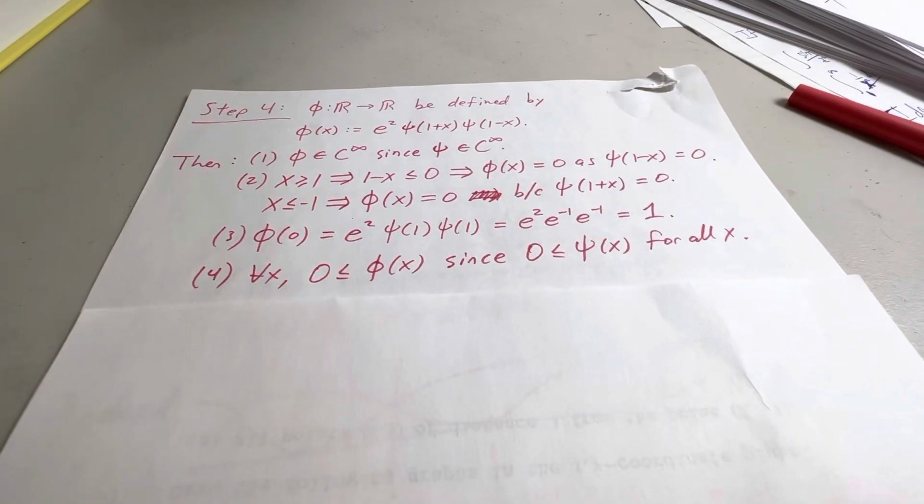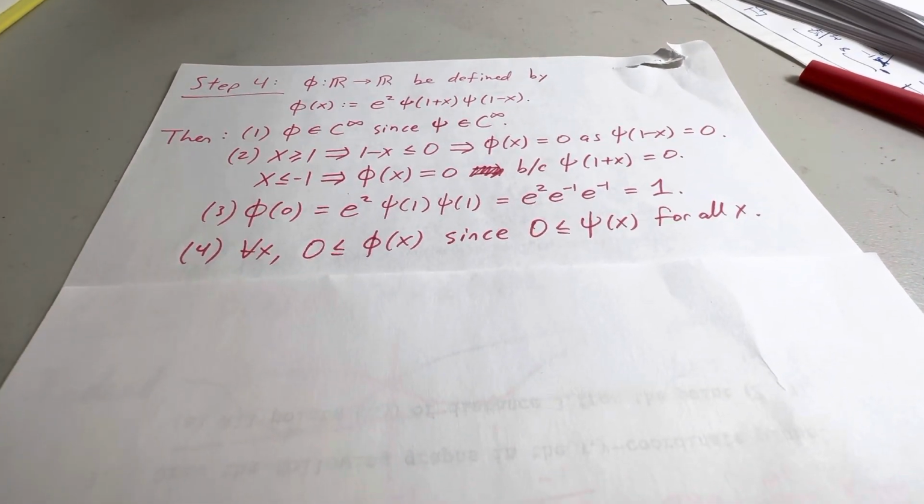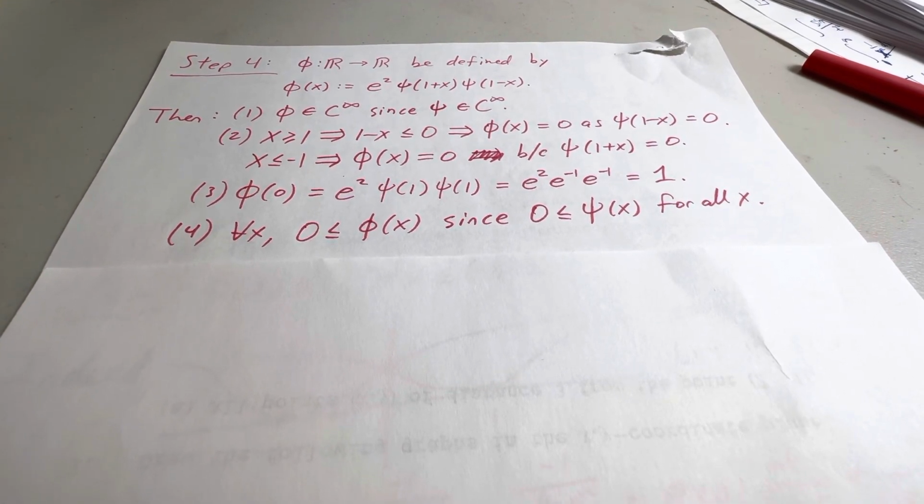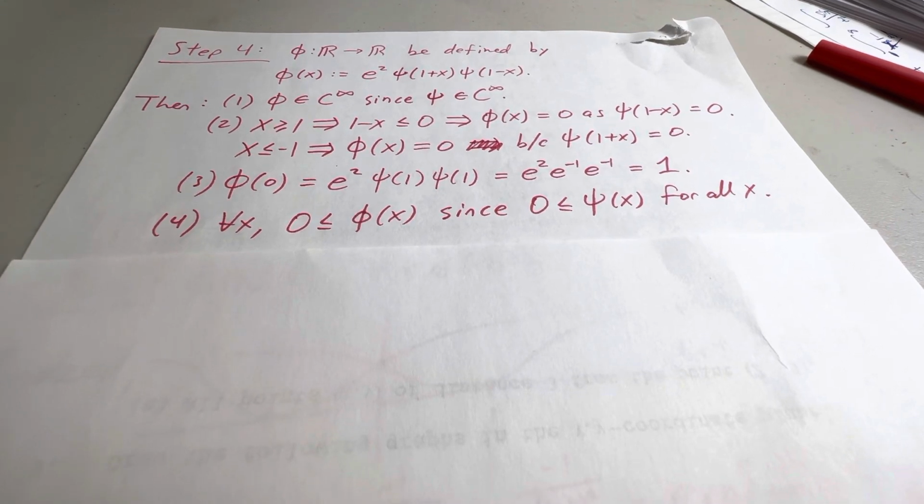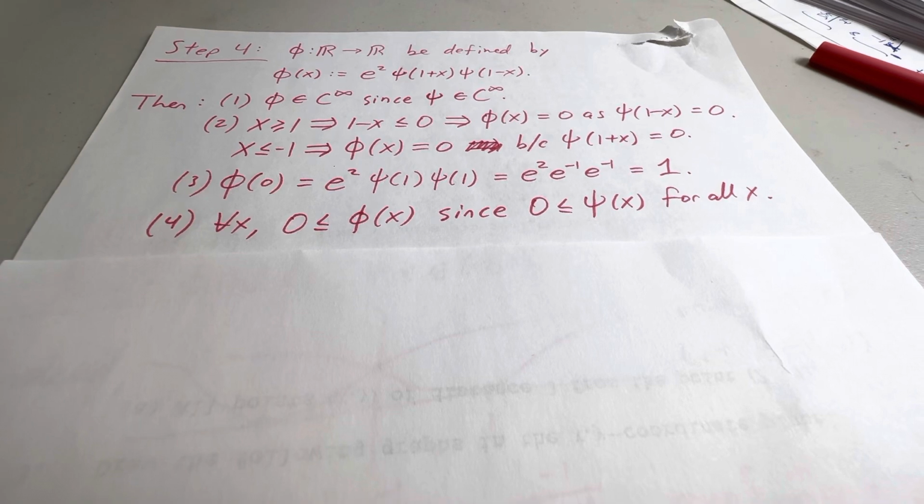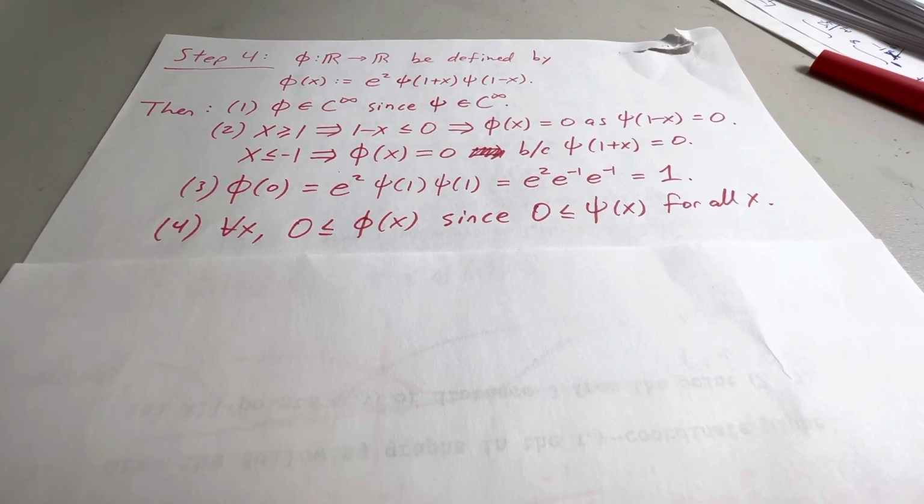Fourth claim. For any x, phi x is non-negative since 0 is less than or equal to psi x for all x. So if you plug in any x value into the psi function, you definitely get a non-negative value.